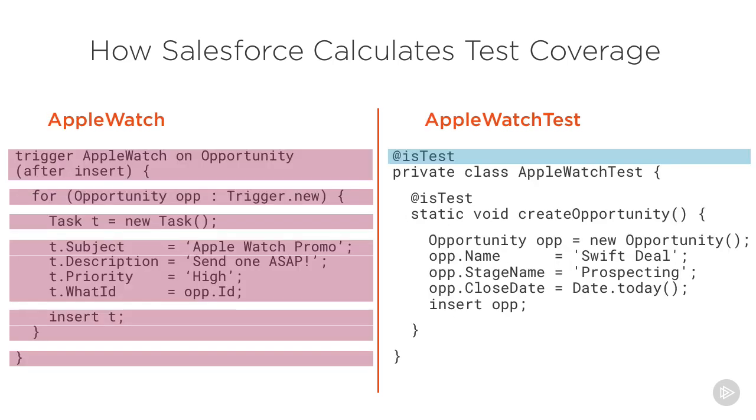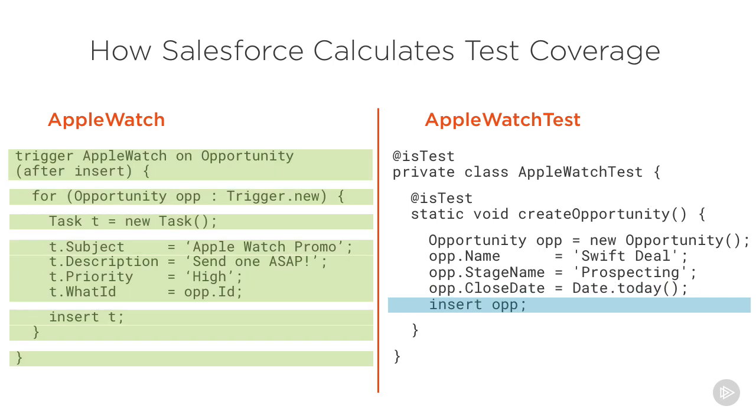Now let's do the same thing, but for our Apple Watch trigger and test class. Starting off, everything is red. As we progress through our test class, we enter our create opportunity method. We create an opportunity in our code. Then we set the name, stage name, and close date fields. Still, everything in our trigger is red and no lines of code have been covered.